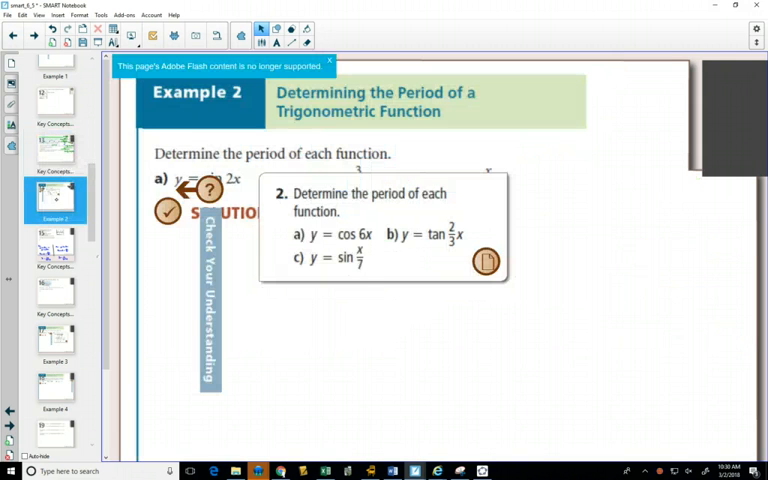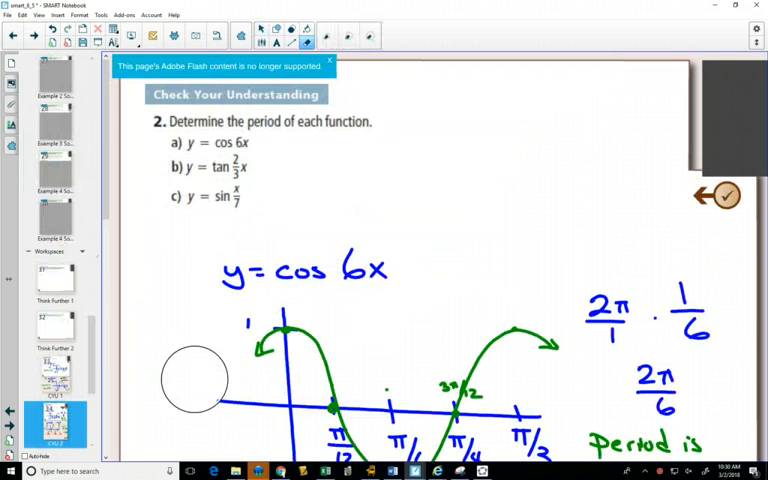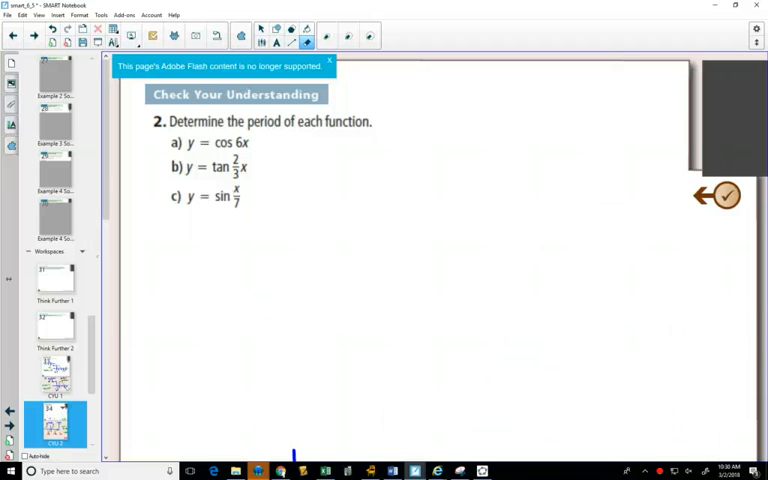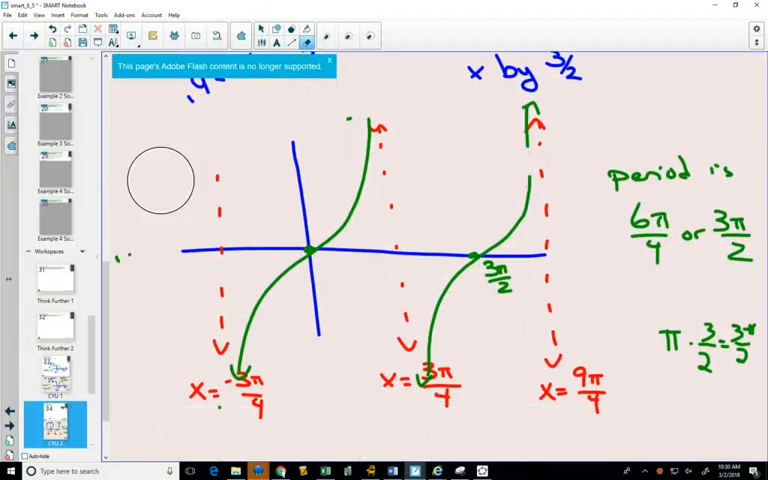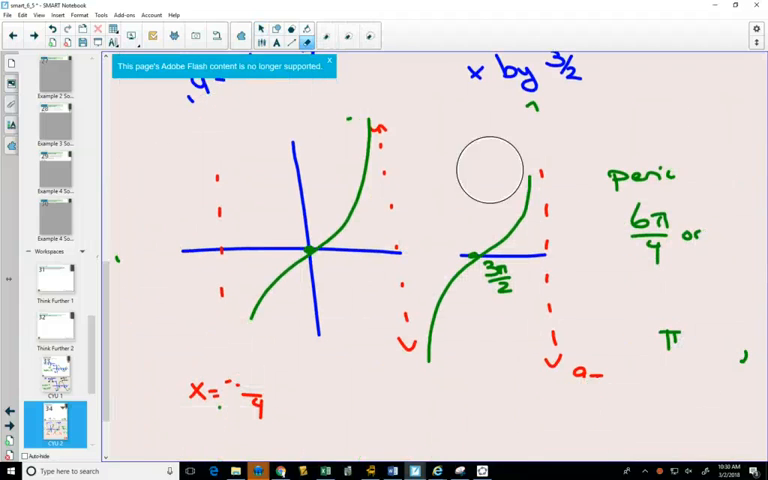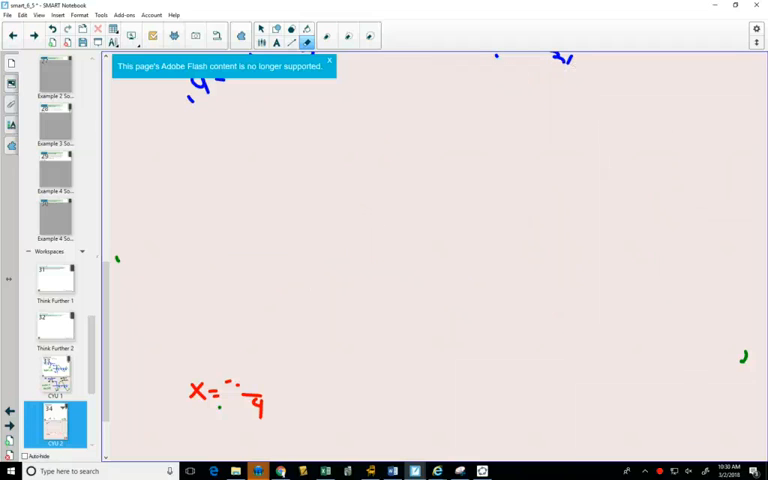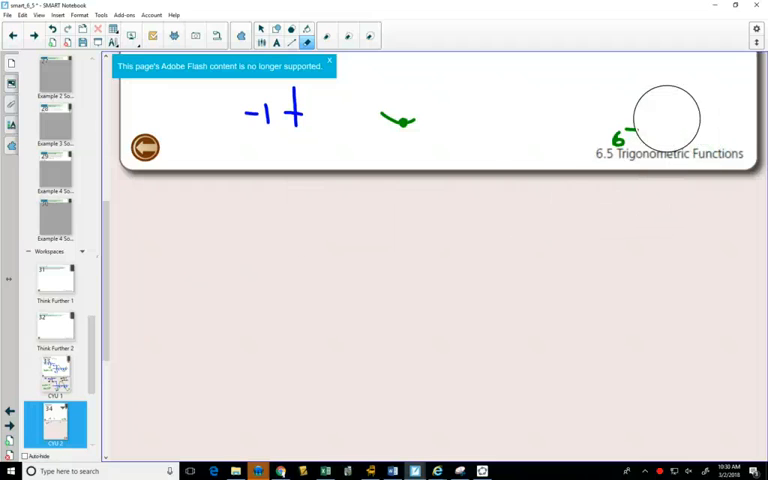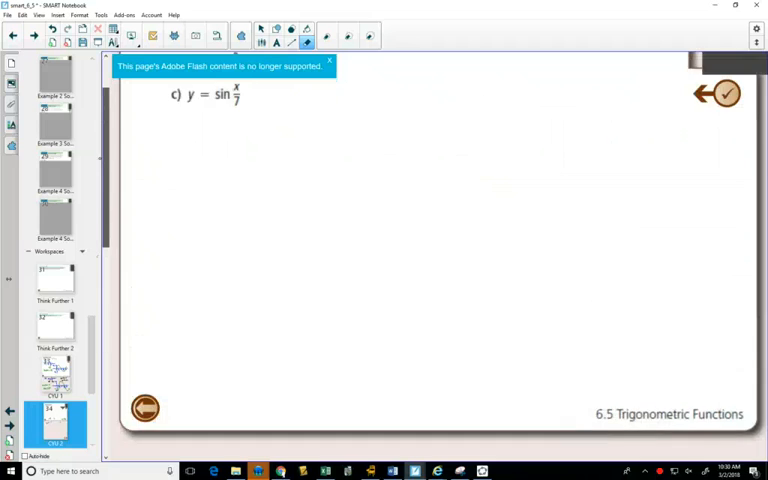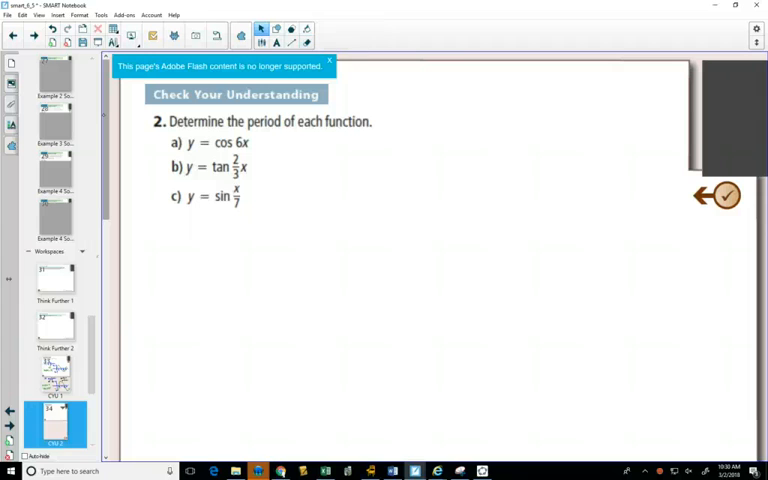So when we go to example 2, just erase this. Perfect. Each of these ones asked us to determine the period. Again, we're going to determine the period and we're going to graph them.